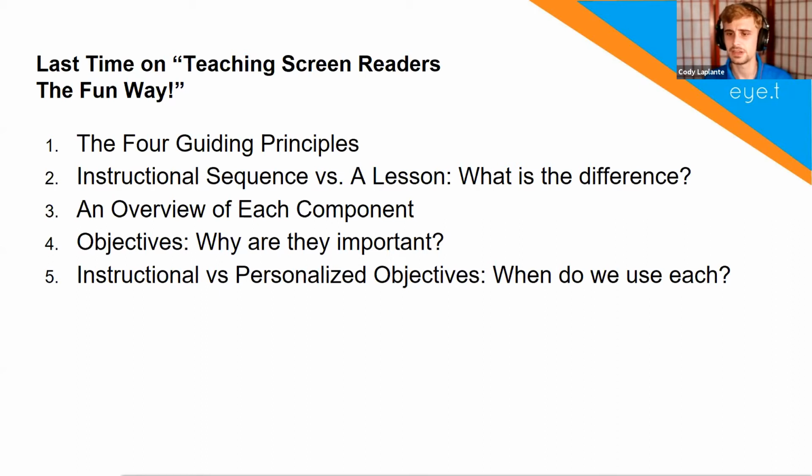Practice activity, assessment activity, objective, instruction. We also talked about objectives and why they're important. If you write a really good objective, you already have planned the main part of your lesson, right? And then we talked about the difference between an instructional objective, like those in the screen reader skills progression, and a personalized objective, where you add the condition, you add the criteria, and you make it an IEP goal, right? And why do we use each? Instructional objectives, we teach to classes, we teach in lessons. Personalized objectives, we use in individualized instruction like IEP sessions, okay? All right, so let's move on to the next slide.